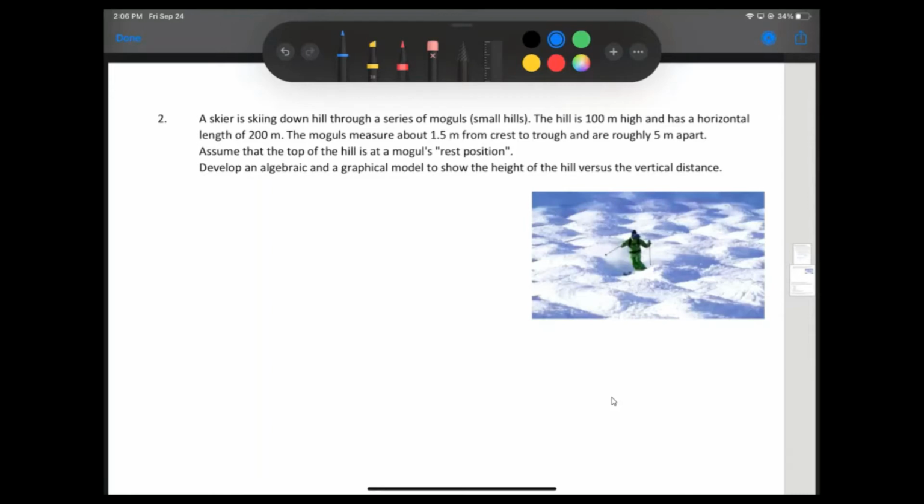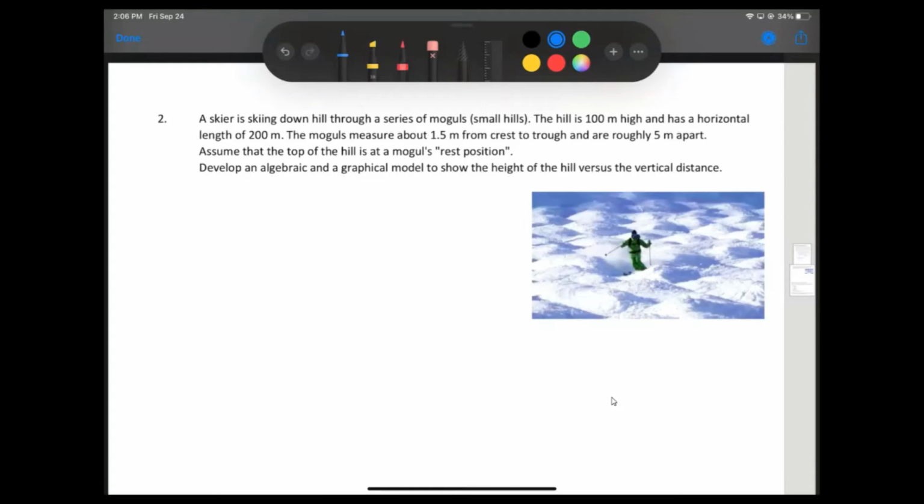The hill is 100 meters high and has a horizontal length of 200 meters. That's pretty steep. The moguls measure about 1.5 meters from crest to trough, so that means from the top of the mogul to the bottom of the mogul, if they were on flat ground, they'd be about 1.5 meters. And they're about 5 meters apart. So as you're going down the hill, you hit one mogul and then you'll hit the next mogul 5 meters later, roughly.